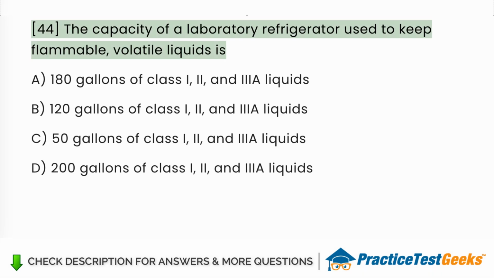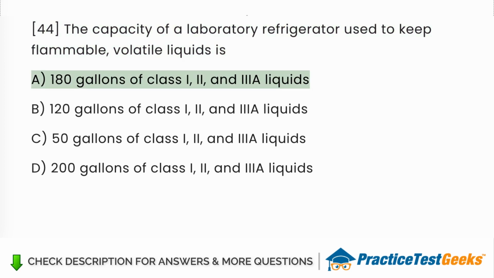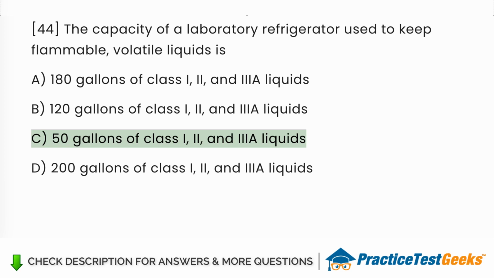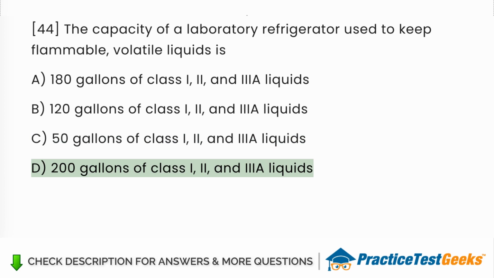The capacity of a laboratory refrigerator used to keep flammable, volatile liquids is A. 180 gallons of Class 1, 2, and IIA liquids. B. 120 gallons of Class 1, 2, and IIA liquids. C. 50 gallons of Class 1, 2, and IIA liquids. D. 200 gallons of Class 1, 2, and IIA liquids.